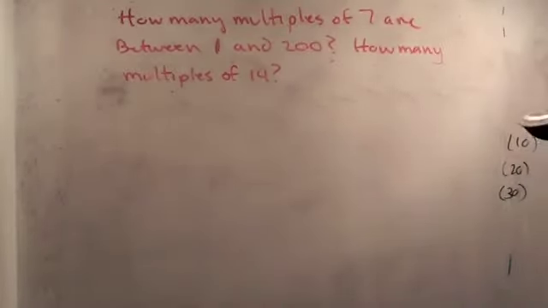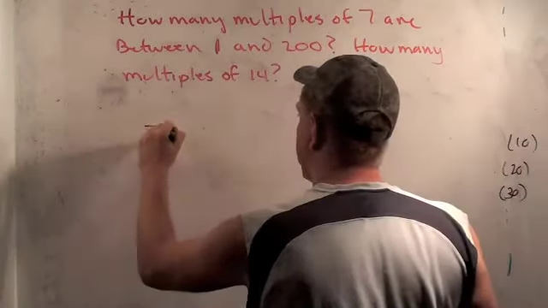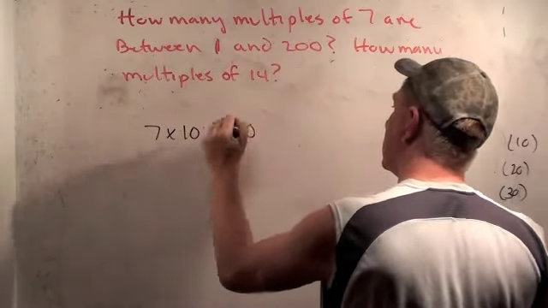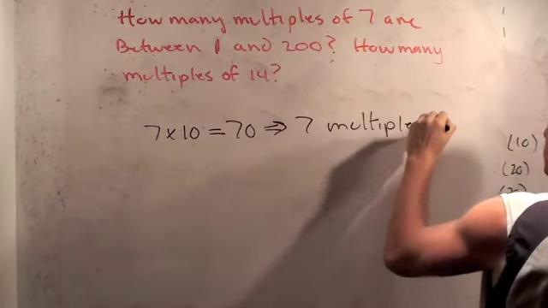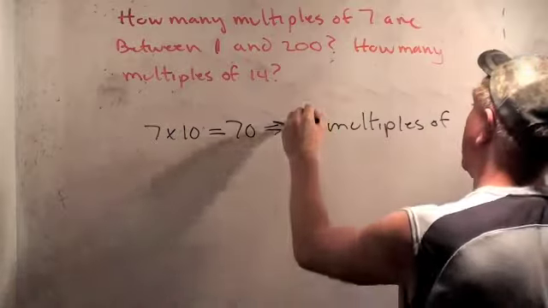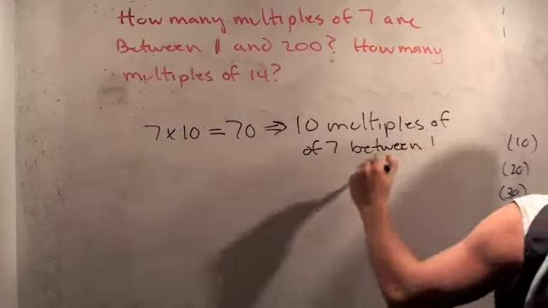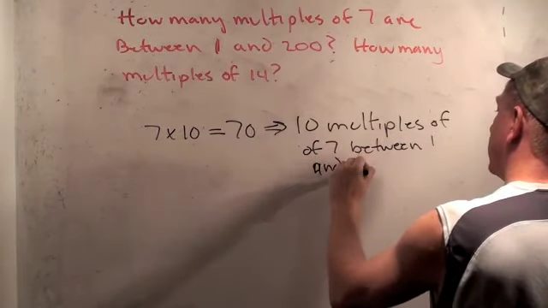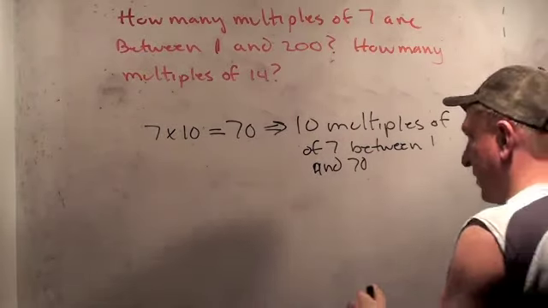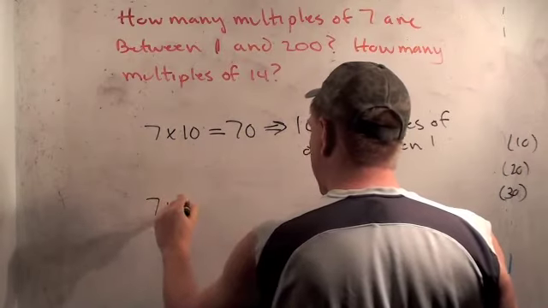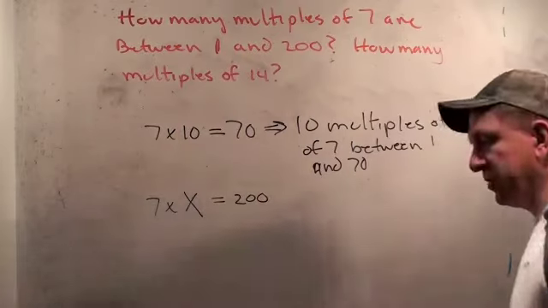how do you figure out how many multiples of 7 are between 1 and 70? Well, 7 times 10 is 70. Okay. 7 times 10 equals 70, and that means there are 10 multiples of 7 between 1 and 70. Counting 70. Okay? So we have to figure out, if you're going up to 200, you do 7 times what? Let's say x equals 200 to figure out how many multiples of 7 there are.